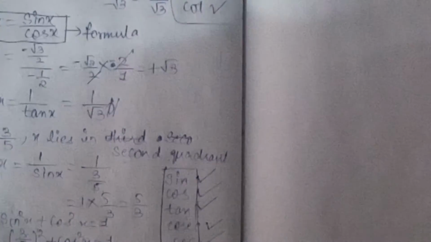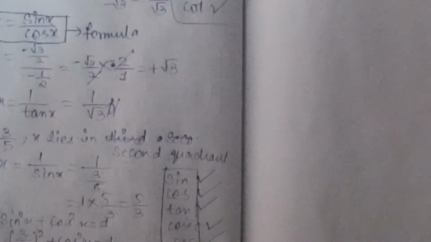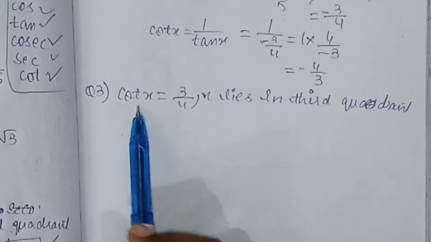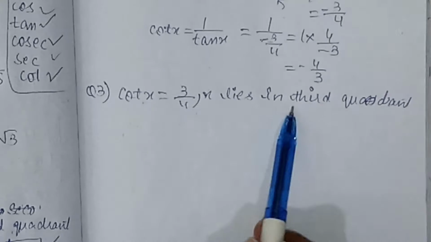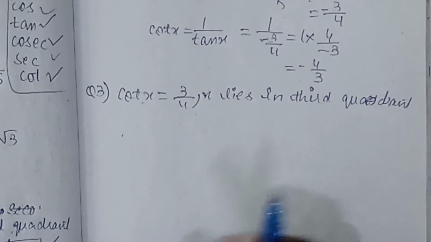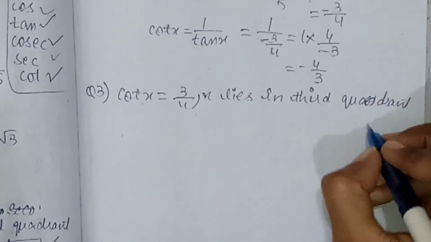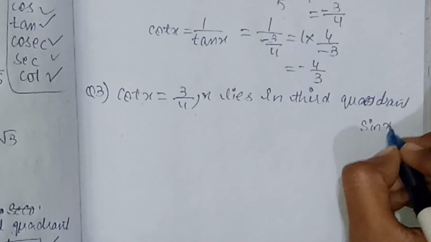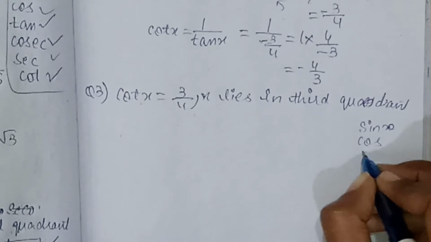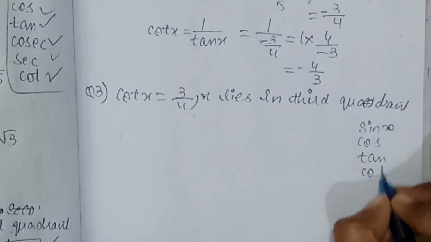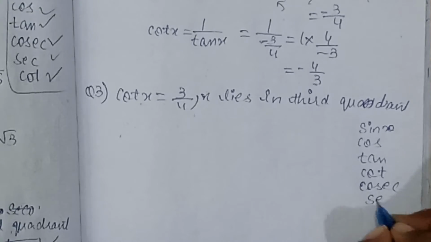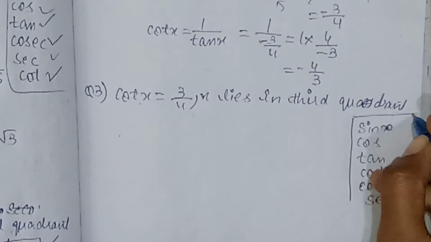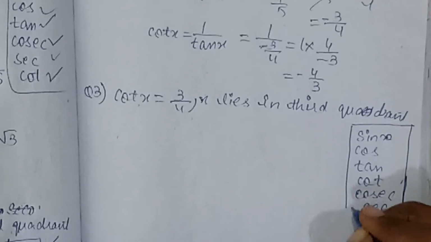So let's proceed to the third question, that is cot x is equal to 3 by 4, and they are saying that x lies in the third quadrant. If you don't know anything, just write that you have to find the value of sine, cos, tan, cot, cosecant and secant. Do a box like this, it will be easy for you to find them all.